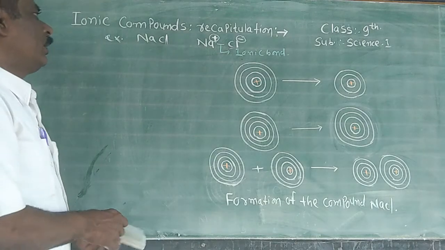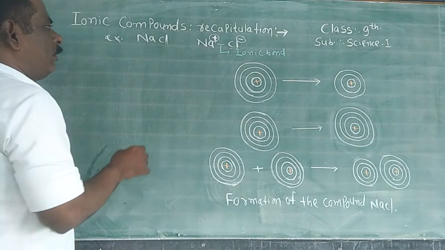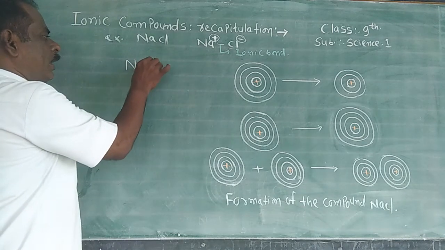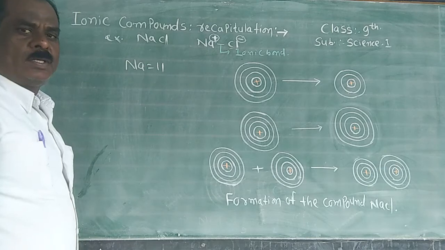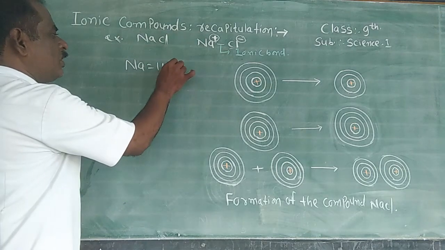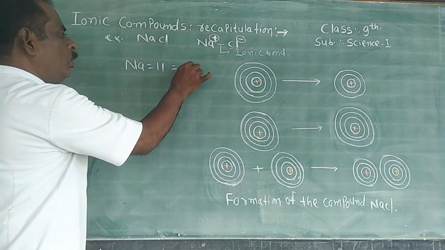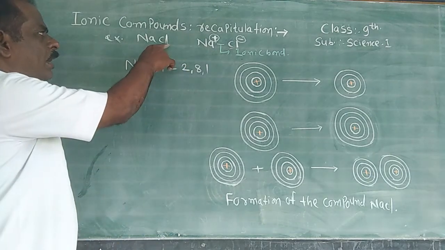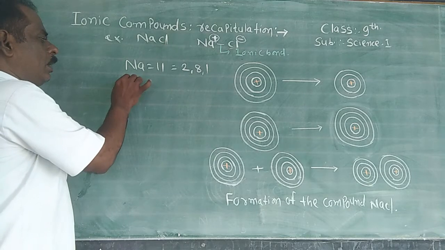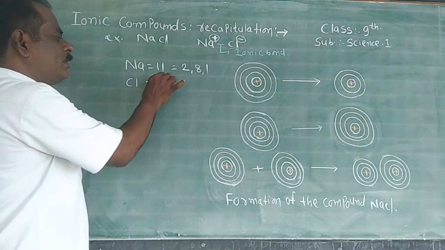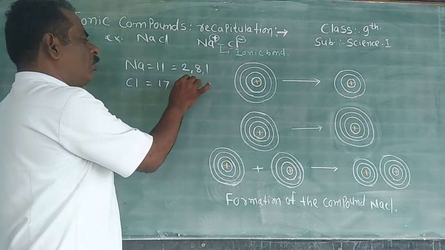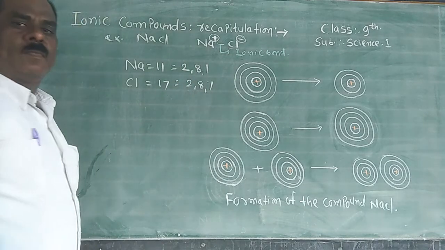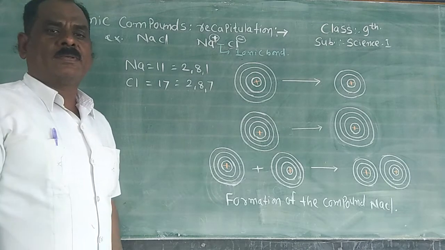See here. The example is sodium chloride. The atomic number of sodium is 11, and the electron configuration or distribution is 2, 8, 1. The second atom in this ionic compound is chlorine. The atomic number of chlorine is 17, and the electron configuration is 2, 8, 7. You remember one important point.